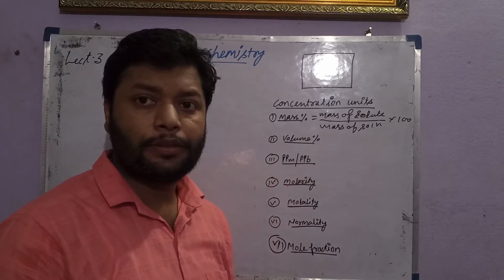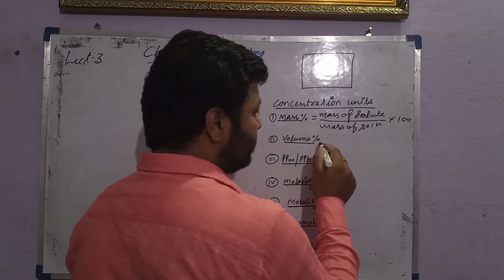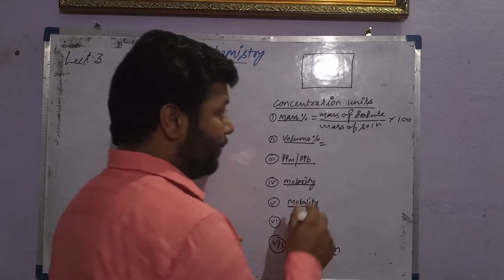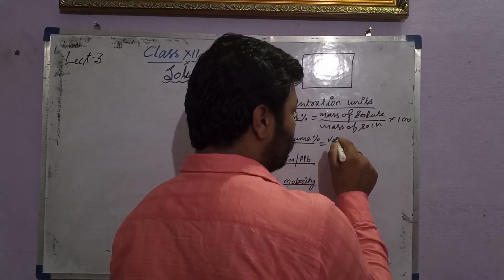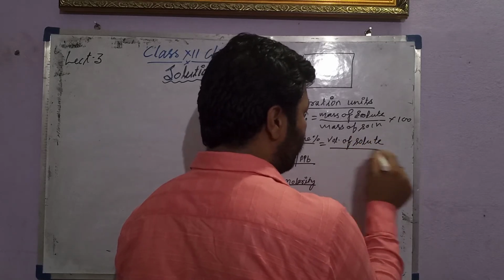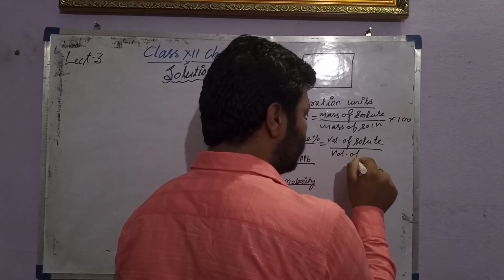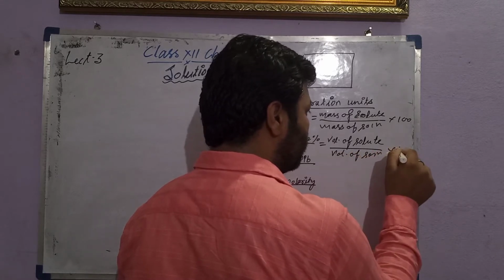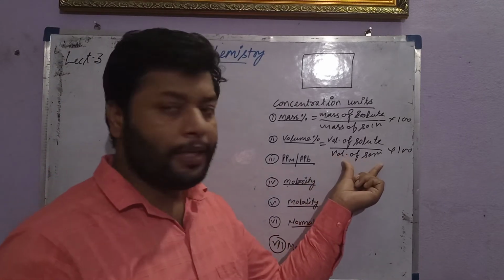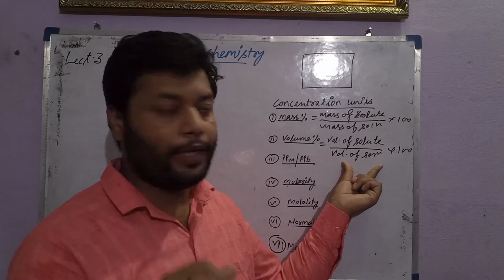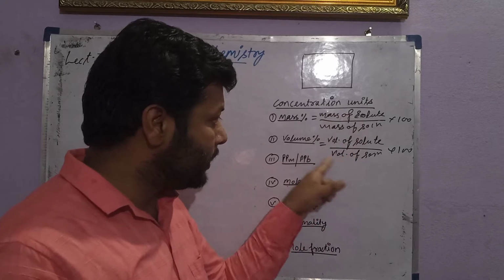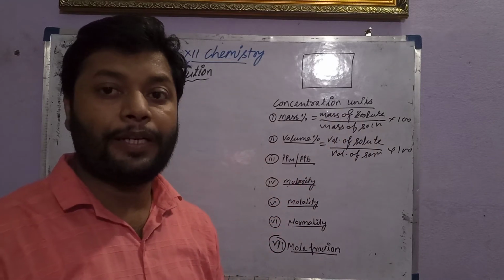Volume percentage means the same thing. The solute and solution both will be in volume, in ml. So volume of solute upon volume of solution by 100. Volume of solution means volume of solute plus volume of solvent. Mass of solution means mass of solute plus mass of solvent. All these terms are given in percentage, so you have to multiply by 100.